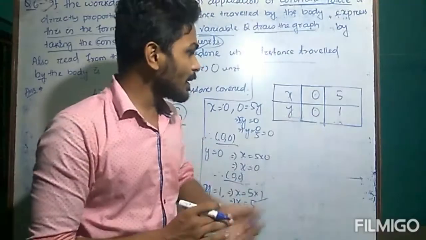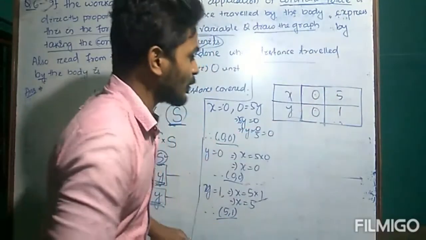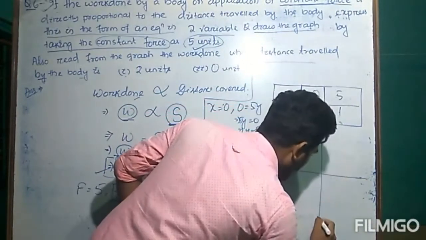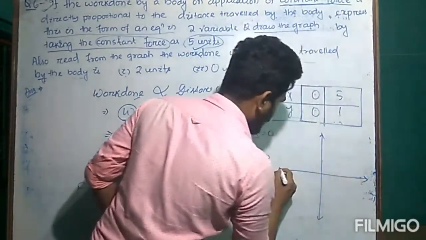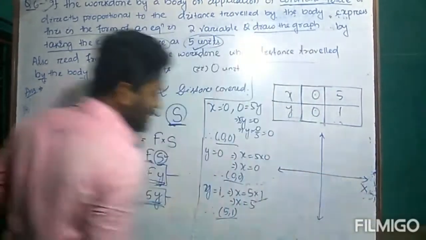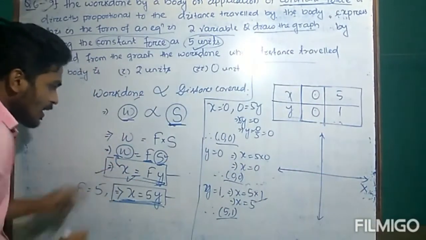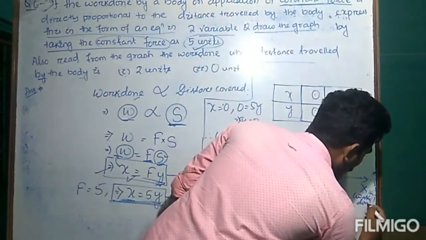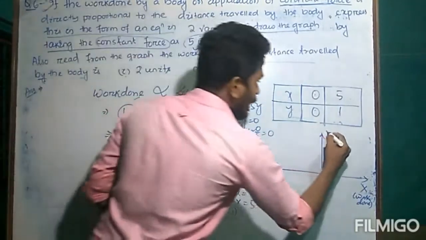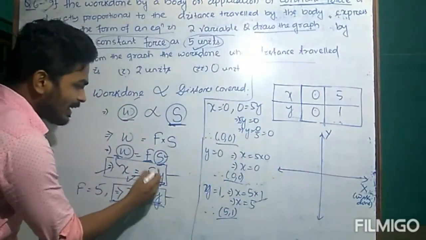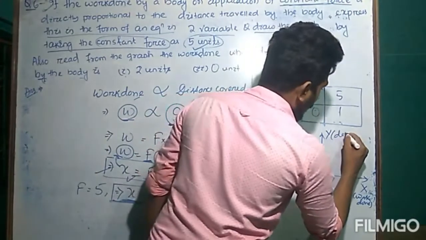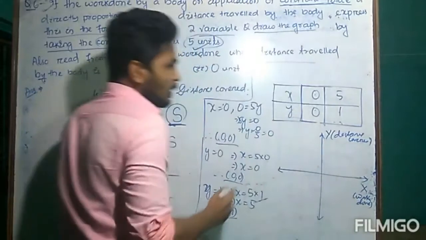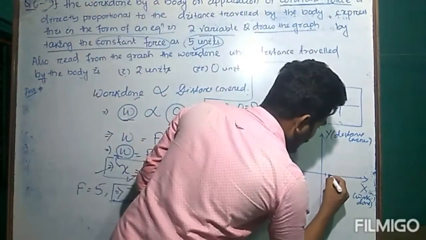And now we can easily represent those 2 points on the Cartesian coordinate system. So let's represent. On a Cartesian coordinate system there are two axes, x-axis and y-axis. The x-axis represents the work done, and the y-axis represents the distance covered. Now we have to mark those points on the Cartesian system.